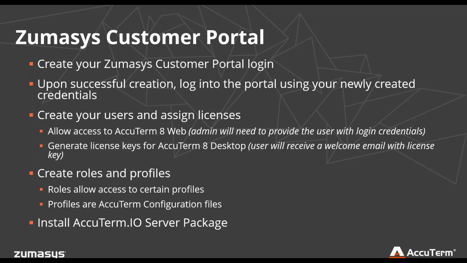When you create the users in the portal, you have a checkbox that allows the user to use AccuTerm Web or not, so you can turn that on or not. Now, if you do enable that, then the admin will receive the user's first login credentials that he then uses to log in and sets his own password at that point. You also use that portal to create the license keys for AccuTerm Desktop. So when the admin creates the user, he'll see the license key, he can copy and paste it, but also the system will automatically email the license key to the user's email address.